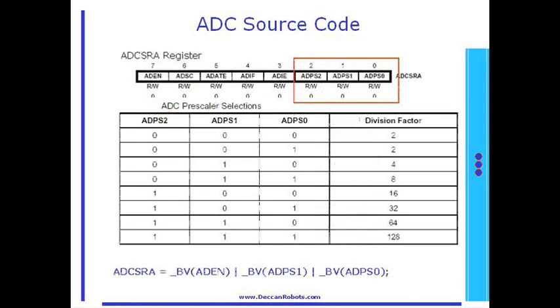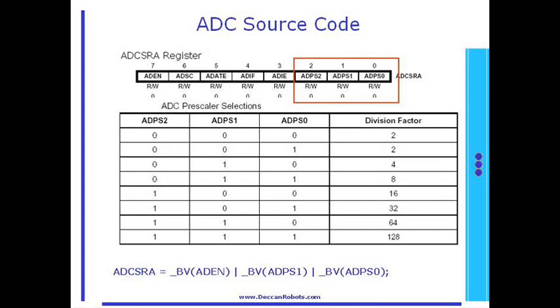Use the ADCSRA register to enable ADC, start conversion, enable ADC interrupt, and specify the clock prescaler. Let's learn it one by one. To enable ADC, set the 7th bit to high. To start conversion, set the 6th bit to high. To check if the conversion is over, check if the 6th bit is low. The low state of the 6th bit indicates that the analog-to-digital conversion is over.